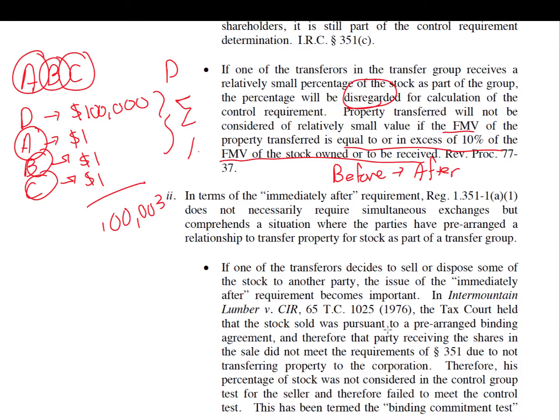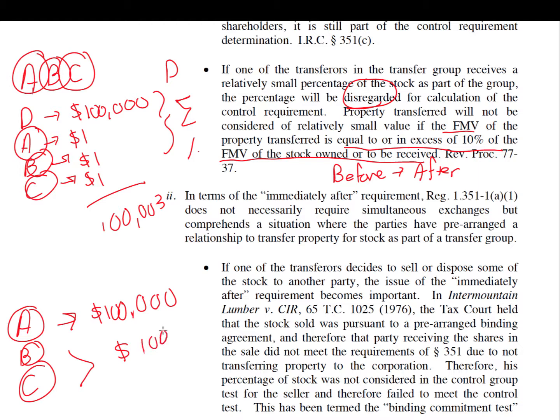Another issue is what happens if, let's say, A, B, and C originally form a corporation. A is going to transfer $100,000 cash on January 1st of year one. B and C, though, are going to transfer $100,000 worth of property each on May 31st. The issue becomes, are we going to group these two together as one transaction? Because if you look at all of them together, then they're all part of the 100%.